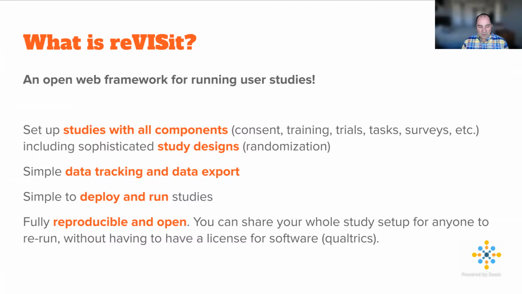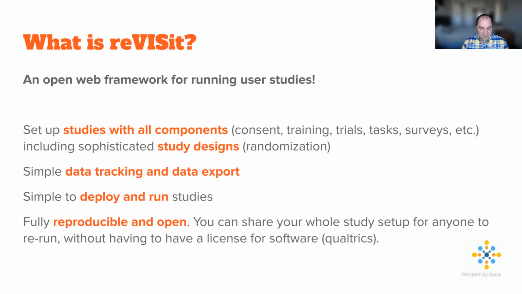And so what we want you to be able to do with reVISit is to set up studies with all kinds of components, such as consent and training and trials and tasks and surveys and so on. And also enable you to do sophisticated study design, for example, proper randomization, Latin squares, and so on. We want you to be able to simply track your data and export the data that you collect with reVISit. We want you to be able to simply deploy and run your studies.